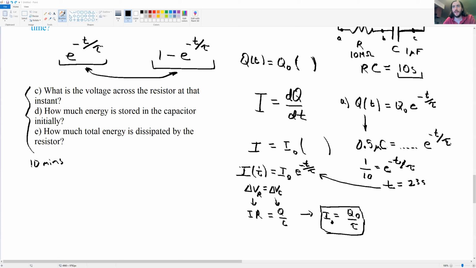All right, so how do we calculate how much total energy is dissipated by the resistor? How do we calculate energy dissipated by the resistor?